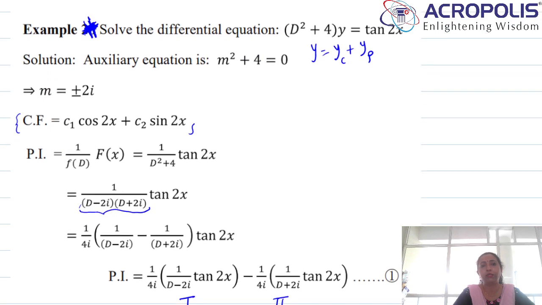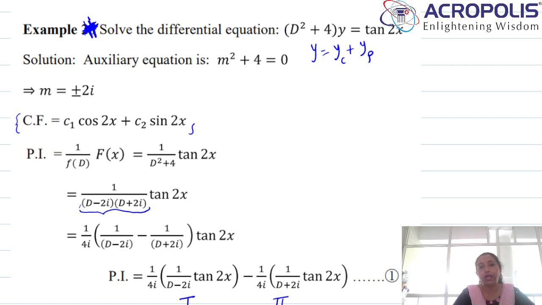Here is the example. Solve the differential equation D square plus 4 of y is equal to tan x. Now, solution of this equation is given by y equal to yc plus yp. This is total solution. First of all, we have to calculate complementary function, that is yc.